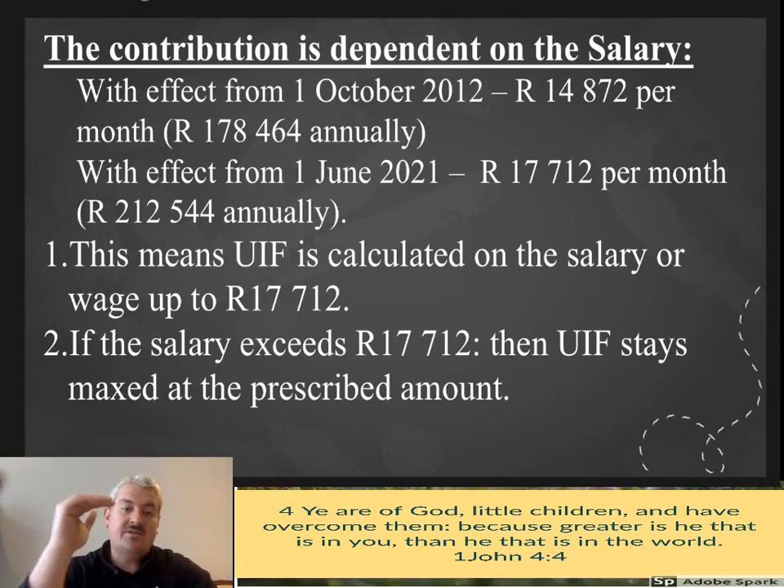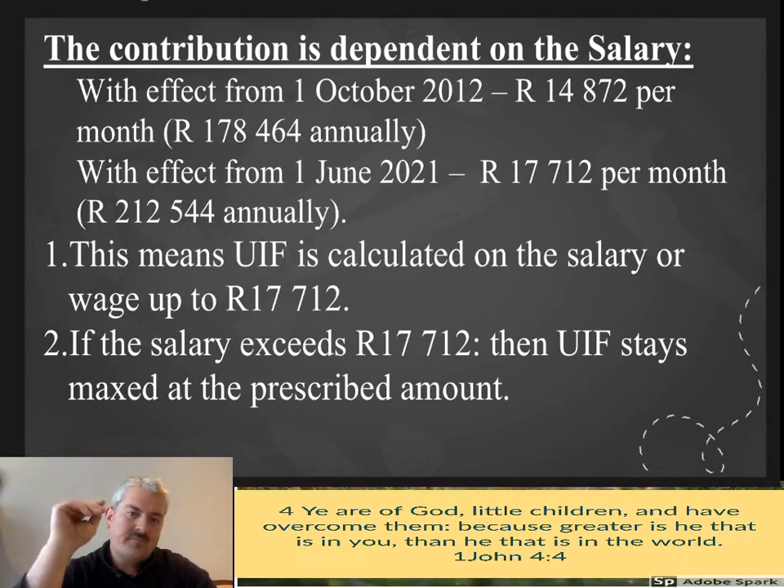So what that means is, if your salary in a month is lower than 14,870, there's a specific formula that works, but you can only go up until 14,872, meaning that you earn 178,464 annually. Gentlemen, you remember what the term annually means? It means a year, on a yearly basis. So if you earn 14,872, that's the maximum amount that UIF will be calculated on. If you go over, let's say you make 15,000, UIF is only going to be calculated up until 14,872.